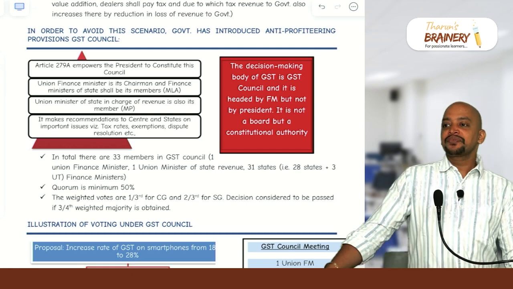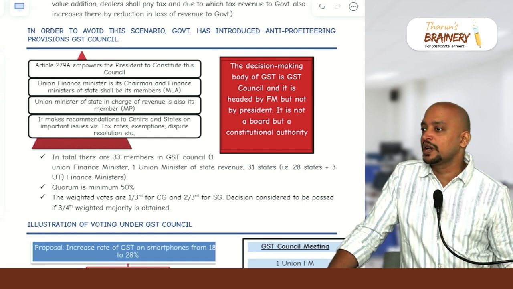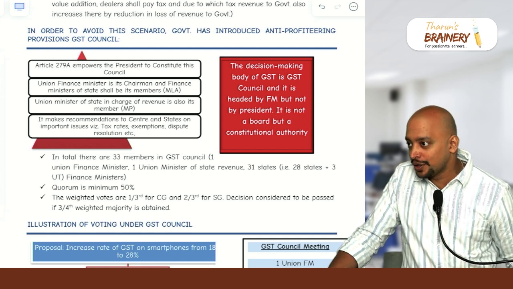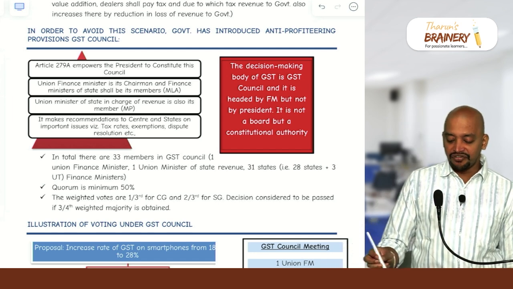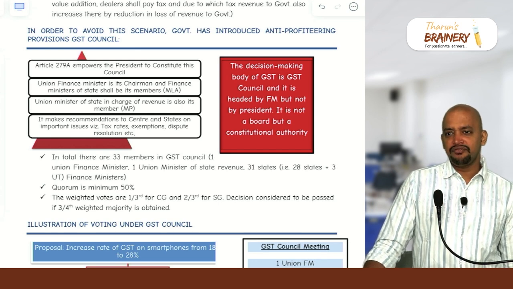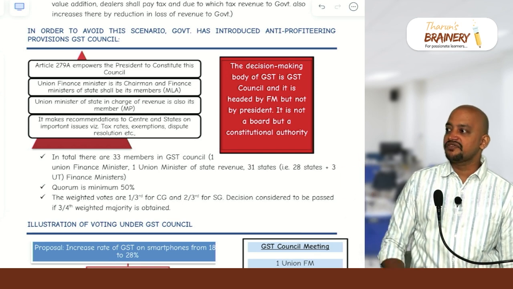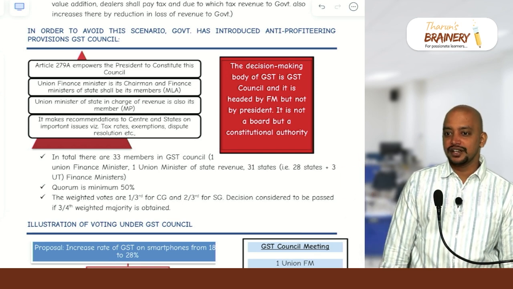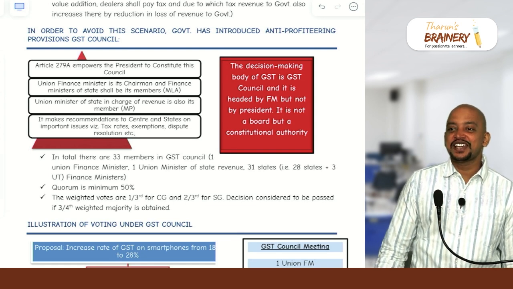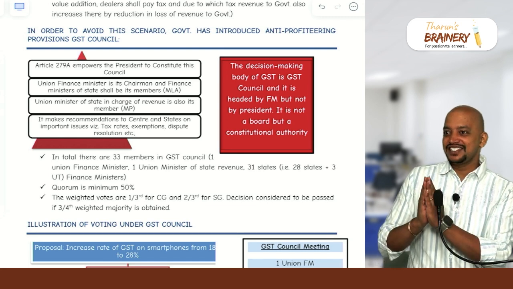Now for this GST Council meeting to be called a valid meeting, every meeting requires a quorum, correct? The minimum number that should be present in the meeting is called the quorum, and that quorum is 50%, means half. Half of 33 is what? 16.5. So where will they go for that? Therefore 17 members will be taken as the quorum.